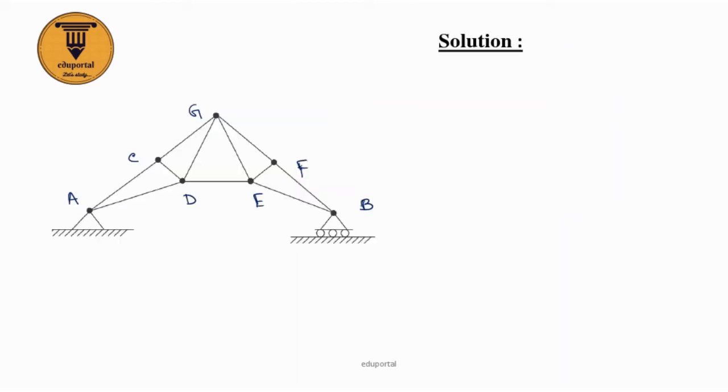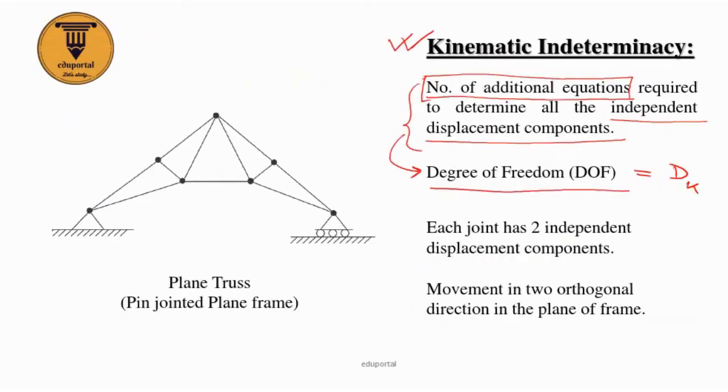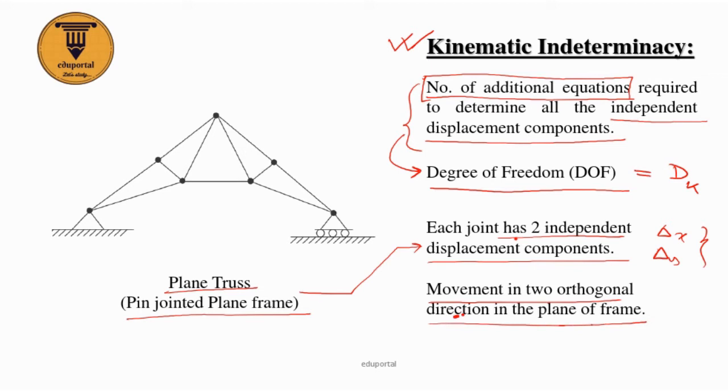Now before moving on to our question, here we have a plane truss, that is a pin jointed plane frame. So we have studied that each joint has two independent displacement components, that is one is del x and one is del y, that is movement in two orthogonal directions. Okay, now we will solve our question. So here it has two independent displacement components, n is equal to 2.